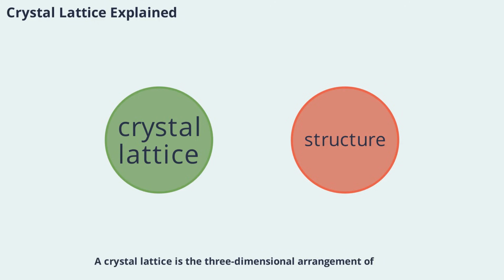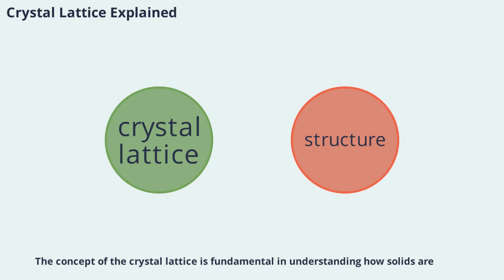Crystal lattice is the three-dimensional arrangement of points representing the positions of particles in a crystal. Imagine a grid extending in all directions, where each point marks the location of an atom, ion, or molecule. This regular repeating pattern is what gives crystals their unique shapes and properties. The concept of the crystal lattice is fundamental in understanding how solids are structured at the atomic level and why they behave the way they do.